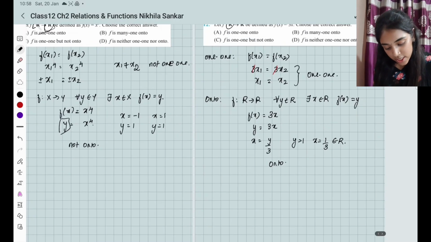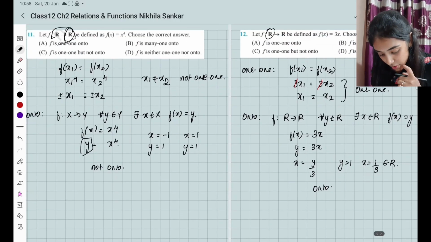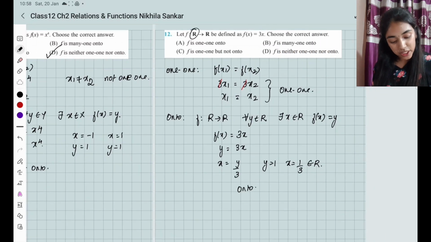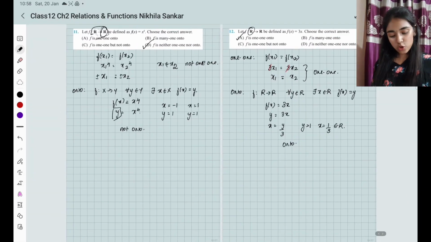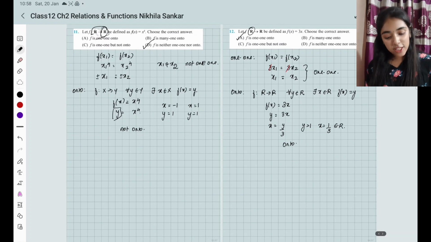Okay? Understood? So in this, see, no option has been given for this combination. Not 1, 1, not onto. So this is going to be option D. And the last question is going to be 1, 1 and onto. So option A. Okay? So with this we are done with this particular topic.